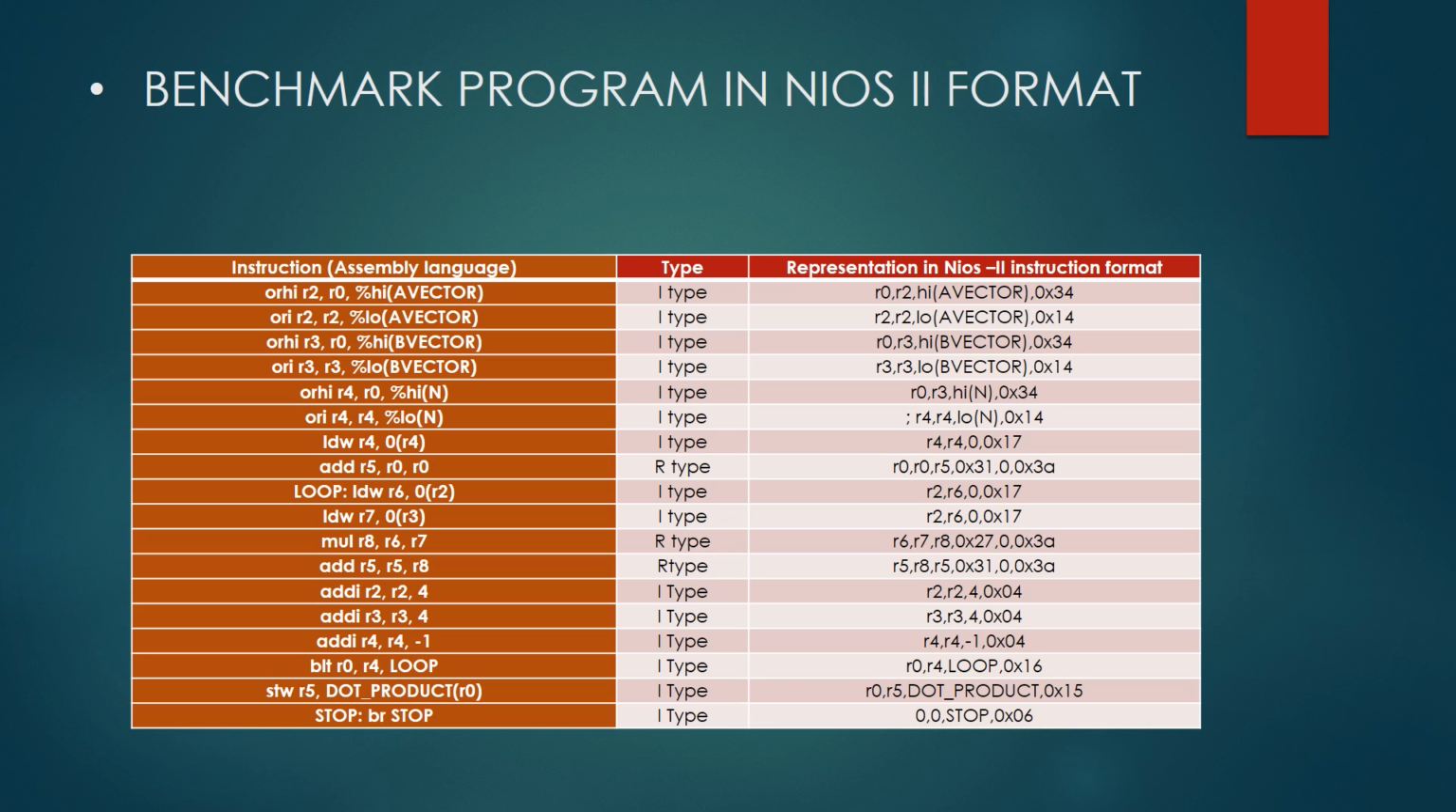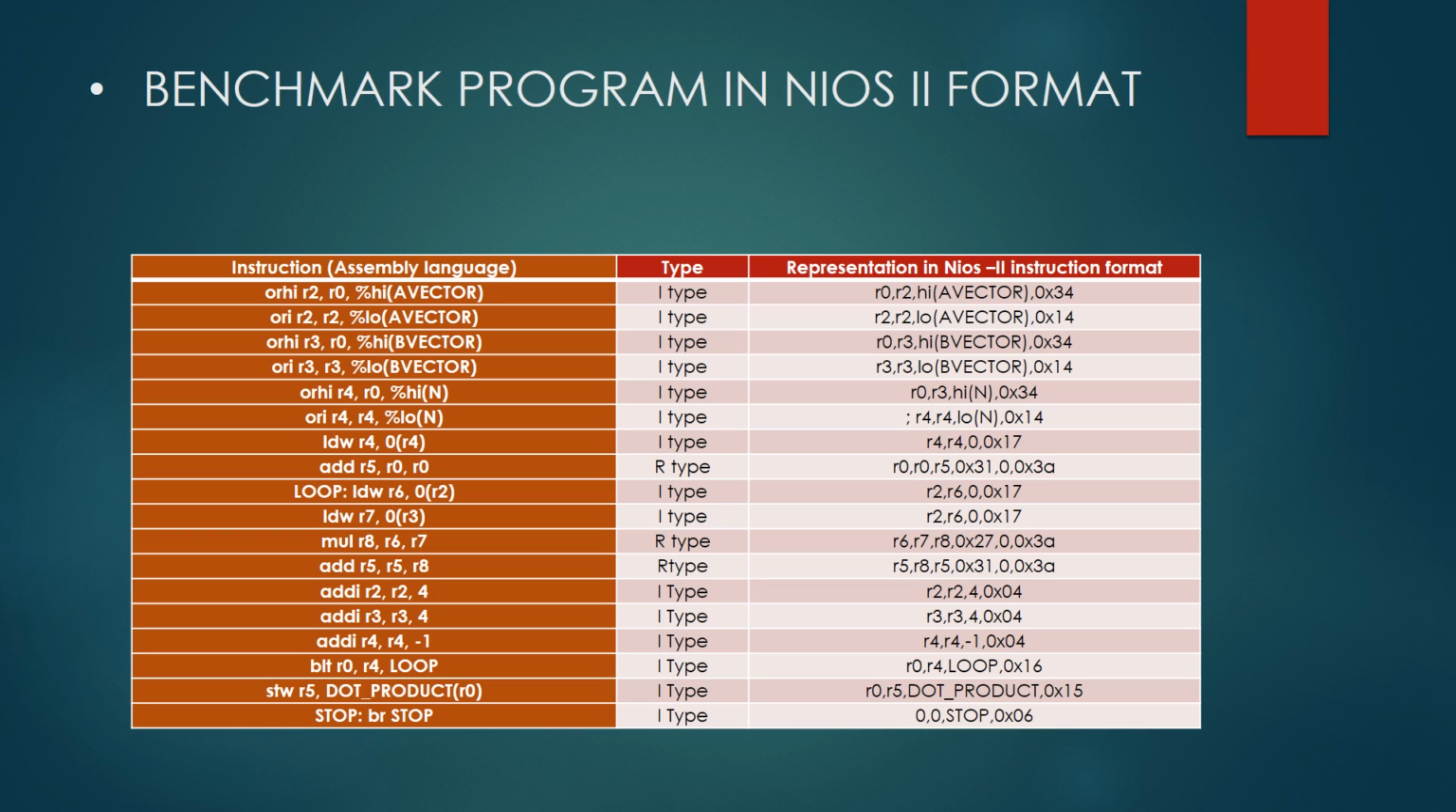The benchmark program is shown in Nios II format in this slide. Here we can see R2 points to the A vector and R3 points to the B vector, and the dot product of the two vectors is placed in register R5 and stored in memory. On the right side column we can see the assembly language instruction representation in native Nios II instruction format.